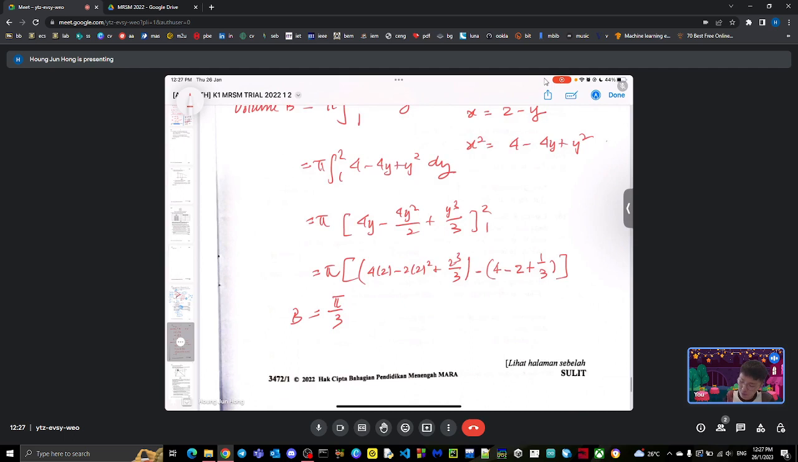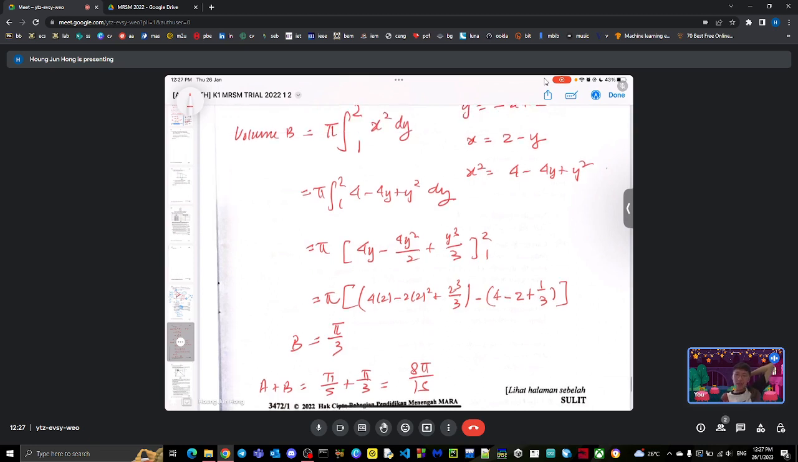Now the total volume is basically A plus B. So pi over 5 plus pi over 3 equals 8 pi over 15. Let me just check with the answer. Actually, it's been a long time since I looked at the answer. Question 14. Yeah, correct.